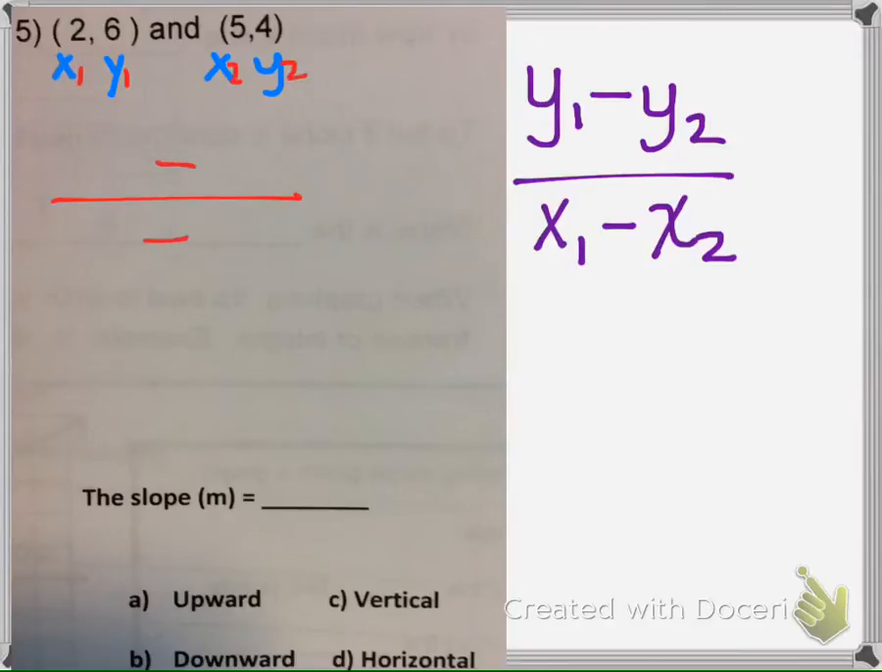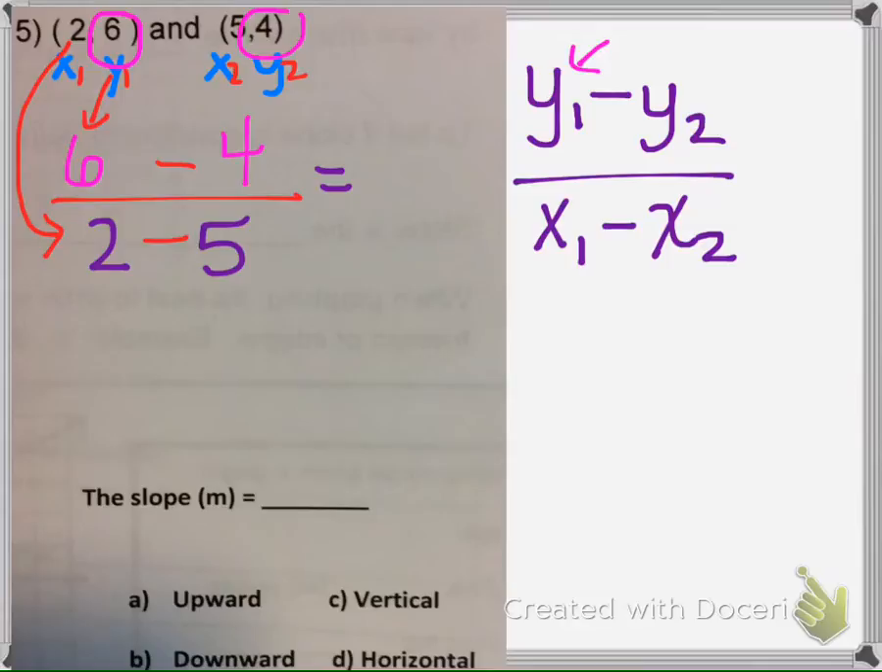So then I just do simple subtraction here. I'm going to subtract my y's first, it says, y's first. So I'm going to do 6 minus 4. And if I choose to put this one first, then I need to pick the 2 first. So I have 2 minus 5. So 6 minus 4 is 2, and 2 minus 5 is negative 3.